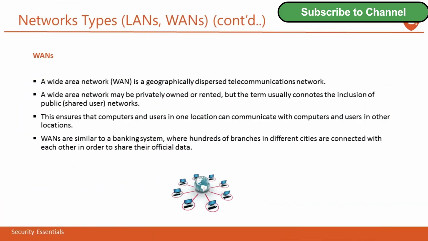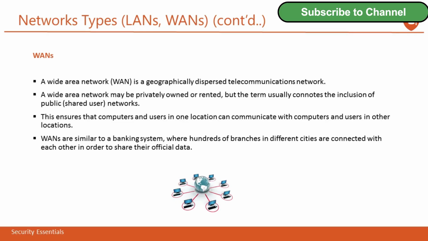WANs, or wide area networks, are geographically dispersed telecommunication networks. A LAN is in a particular building, home, or office, but WANs can connect multiple locations dispersed throughout a geography. A wide area network may be privately owned or rented and usually includes connections to public networks. This ensures that computer users in one location can communicate with computer users in another location.